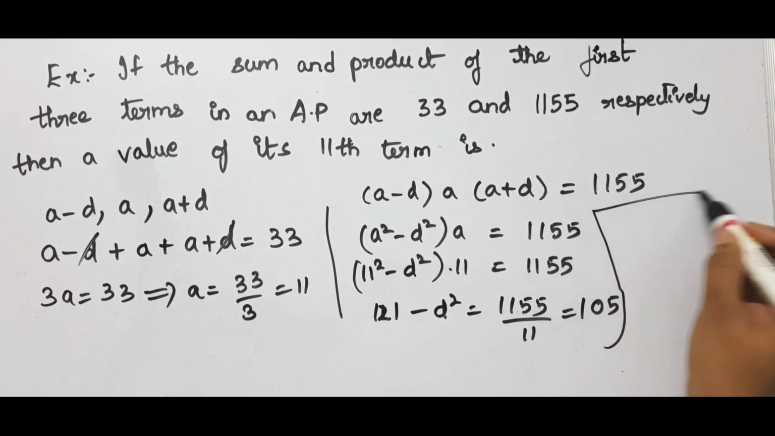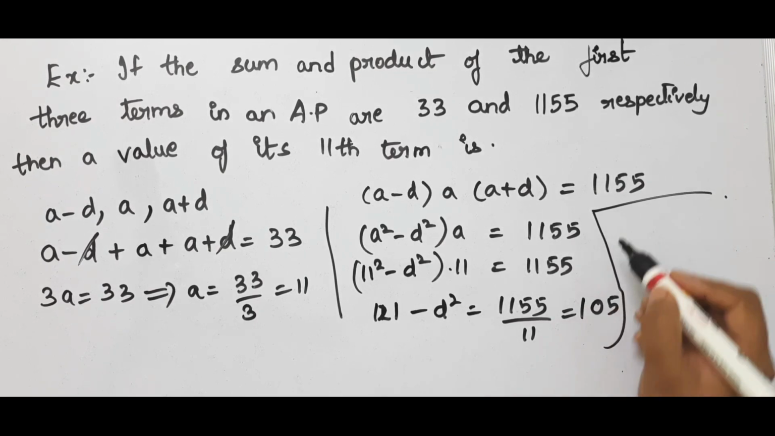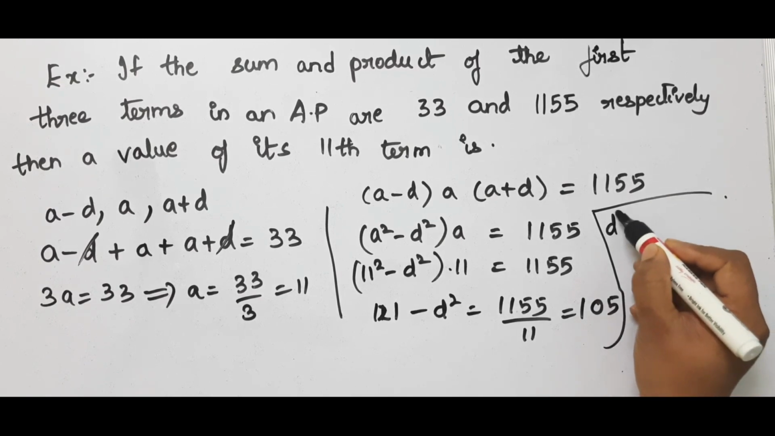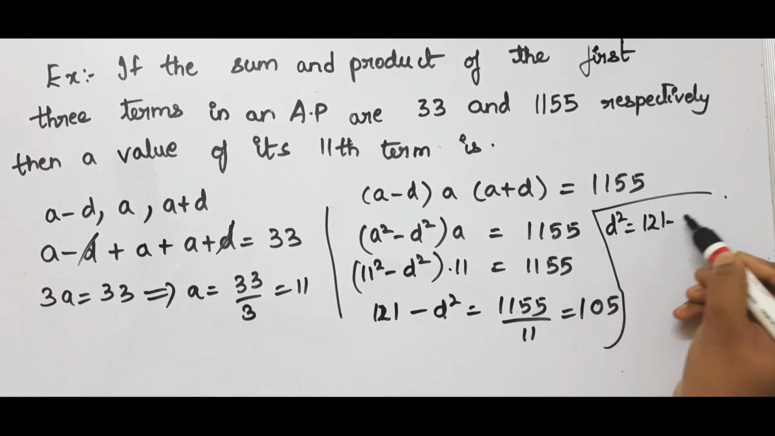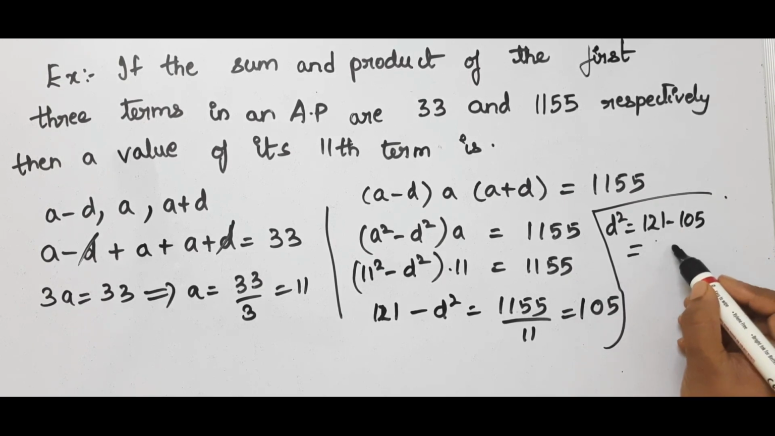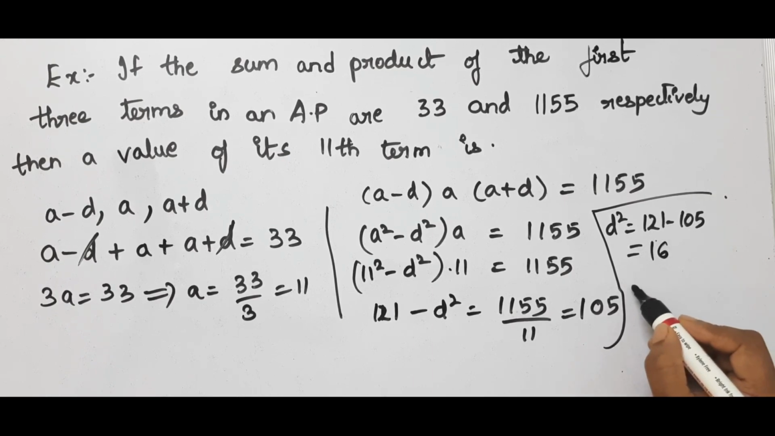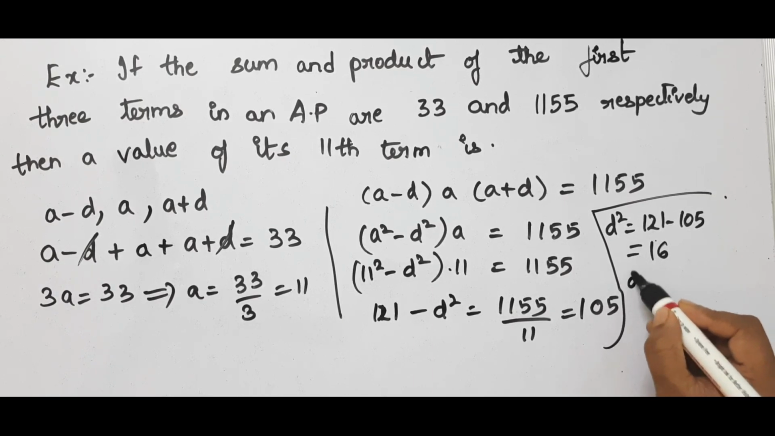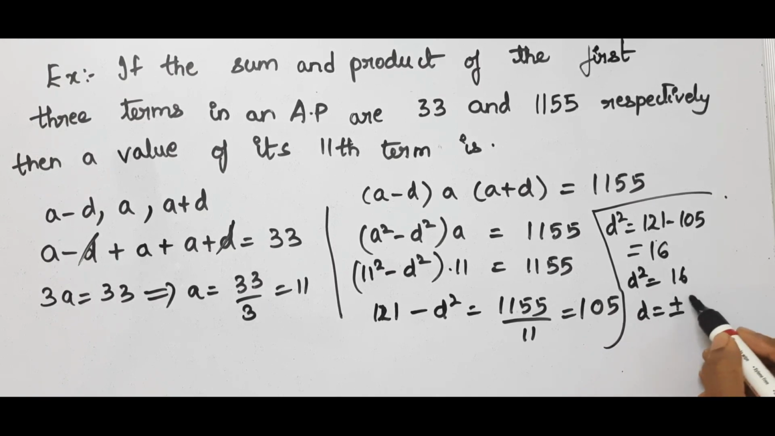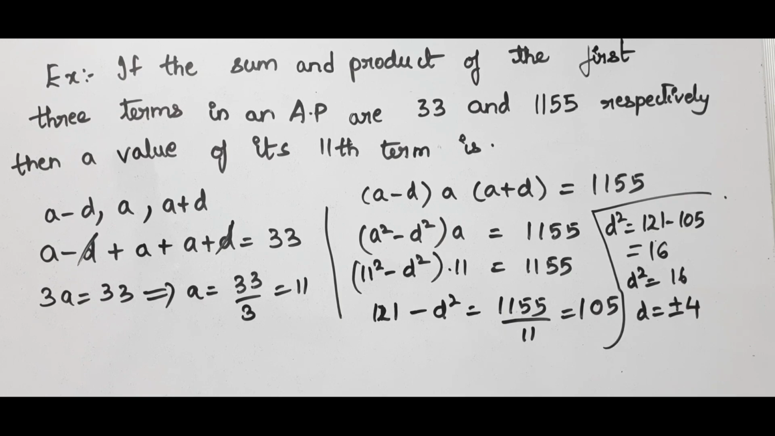So this becomes, bring this 105 to LHS and D square to RHS. Then D square is equal to 121 minus 105. So this is equal to 16. So we got D square is equal to 16. So D is equal to plus or minus 4. The square root of 16 is nothing but plus or minus 4, is it not? So we got plus or minus 4.